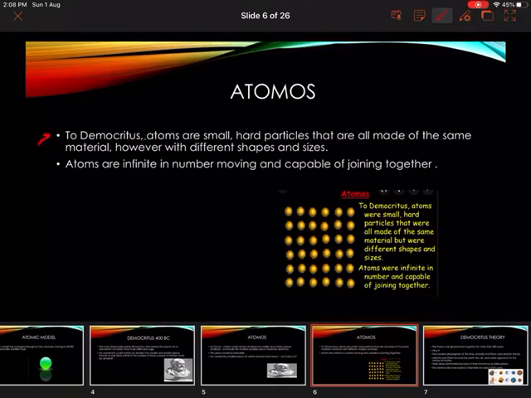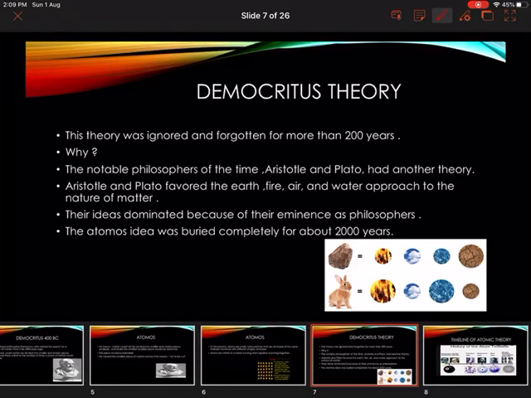According to Democritus, atoms are small, hard particles that are all made of the same material, however with different shapes and sizes. Atoms are infinite in number, moving and capable of joining together. Continuing with the Democritus theory, this theory was ignored in reality. It was forgotten for more than 200 years.